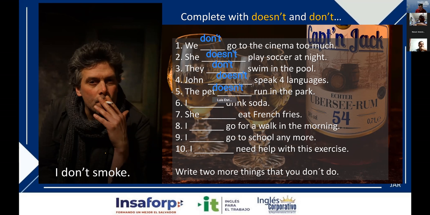Entonces sería, la otra sería I don't drink soda, ¿verdad? I don't drink soda. La otra sería she doesn't eat French fries. French fries. Dice que son papas fritas o... Papas fritas. La otra sería I don't go for a walk in the morning.